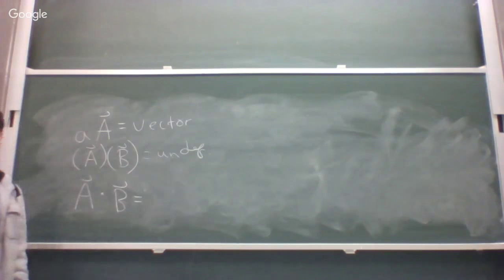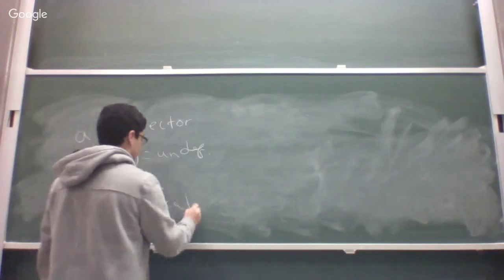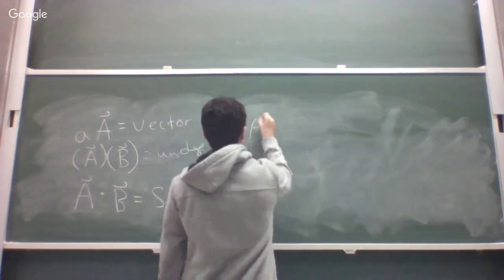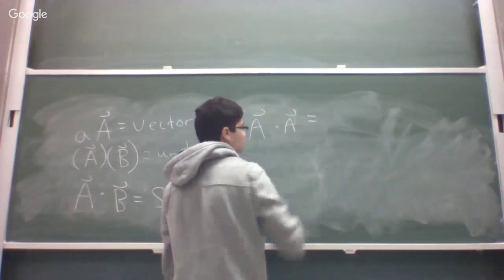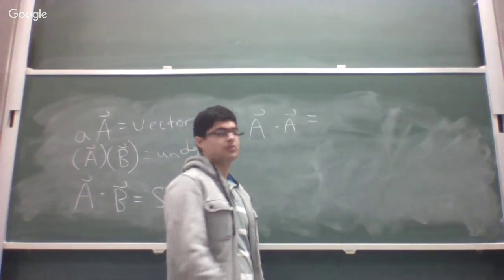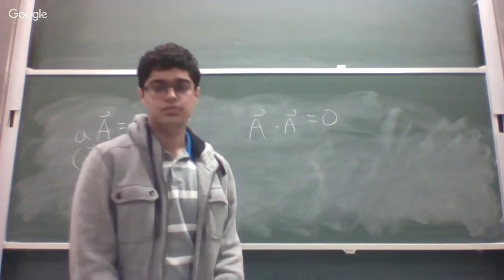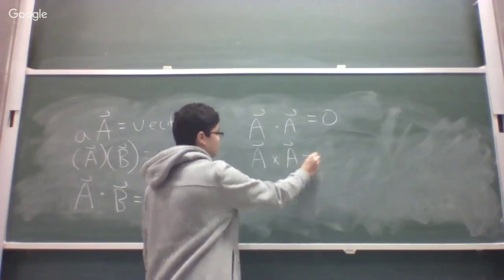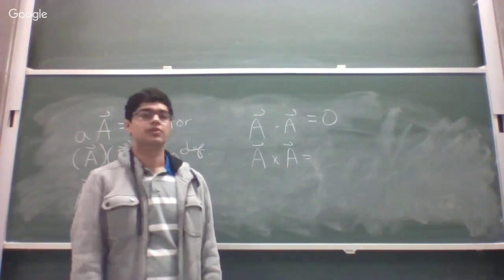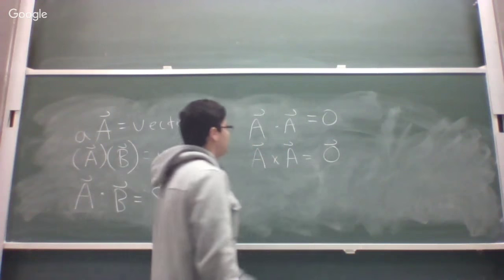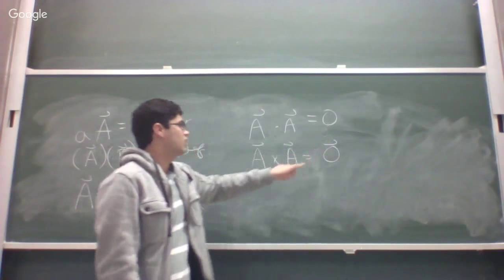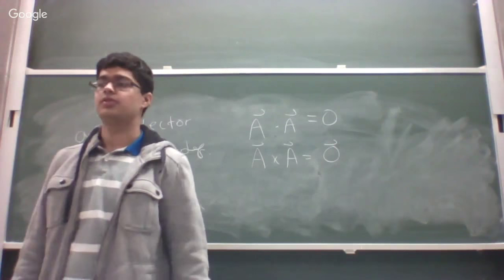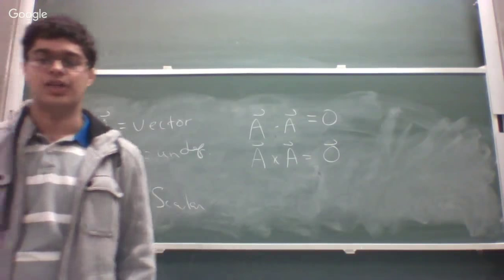A dotted with A is 0. A crossed with A is the 0 vector. Remember that a dot product always gives you a scalar. A cross product gives you a vector. Okay? Yeah, 0 with the arrow on top.